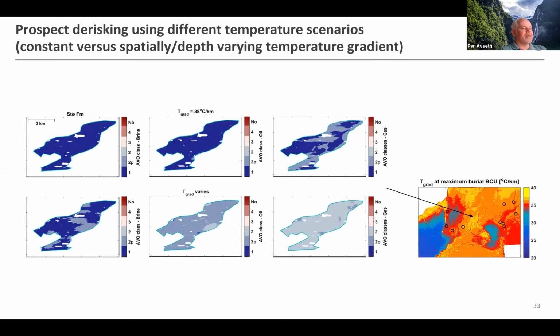And here we focus on this area. You see the arrow here in between, and there is a prospect. In this case, we expected the brine and oil to have almost similar properties if you assume 38 degrees. But if you actually use the basin modeling derived temperatures, where the temperature gradient varies, you see that you're flipping from mostly class 1 to more class 2 to 2P domain for oil, and for gas a class 2. This illustrates the importance of having your temperatures correct.